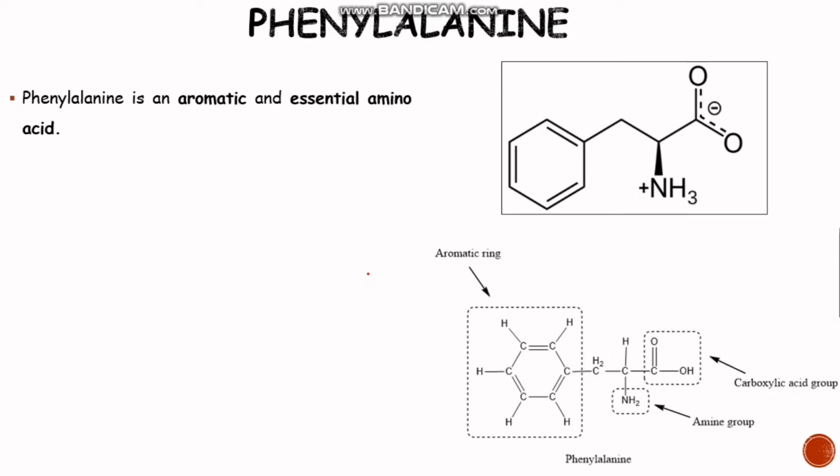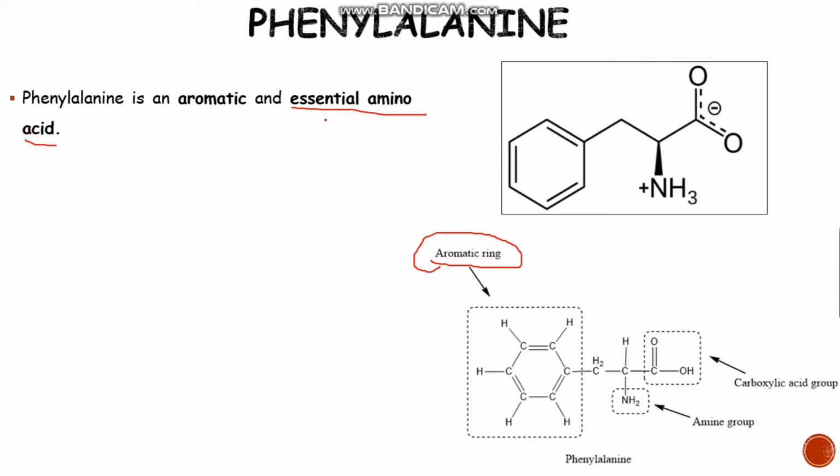Phenylalanine is an aromatic and essential amino acid. Aromatic amino acids are those amino acids that contain an aromatic ring. This is the structure of phenylalanine that shows that it contains an aromatic ring, an amine group, and a carboxylic acid group. It is an essential amino acid.